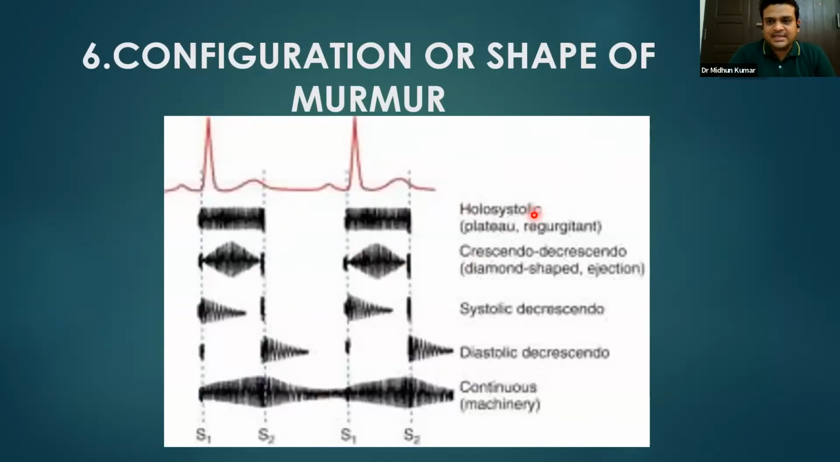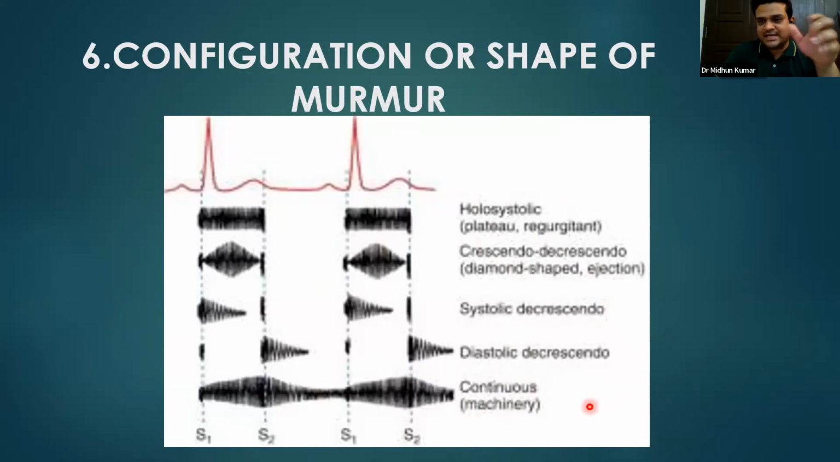By configuration, we mean how the murmur's characteristic changes as we hear it, whether it's increasing or decreasing, uniformly the same, or decreasing and then increasing. We are describing whether the murmur is heard uniformly throughout or changes its intensity in different phases of the cardiac cycle. In configuration, we have the plateau, that is holosystolic, of similar quality throughout the murmur, or it can be crescendo-decrescendo, which increases and then decreases, or a simple decrescendo that just decreases, or a diastolic decrescendo, or continuous, peaking around the second heart sound.